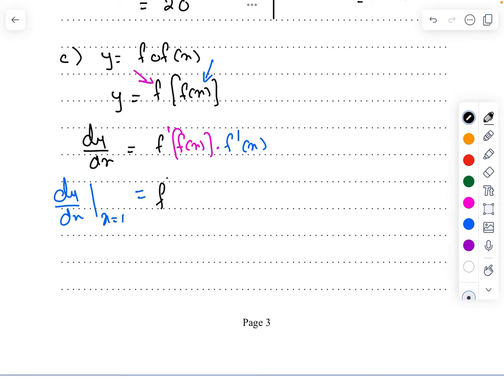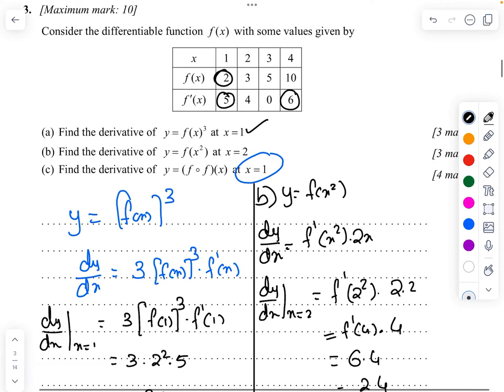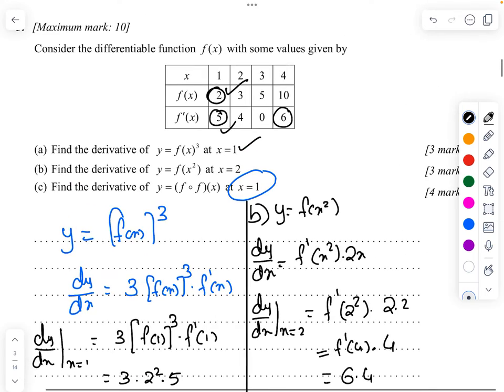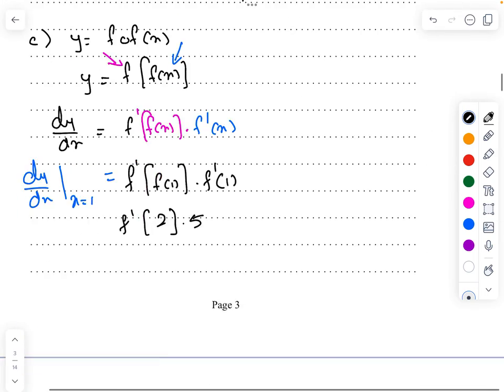So it becomes f prime of f of 1 times f prime of 1. f prime of f of 1. What is f of 1? f of 1 is 2. f prime of 1 is 5. So 2 and 5. Now f prime of 2. f prime of 2 is 4. So 4 times 5, which is 20.